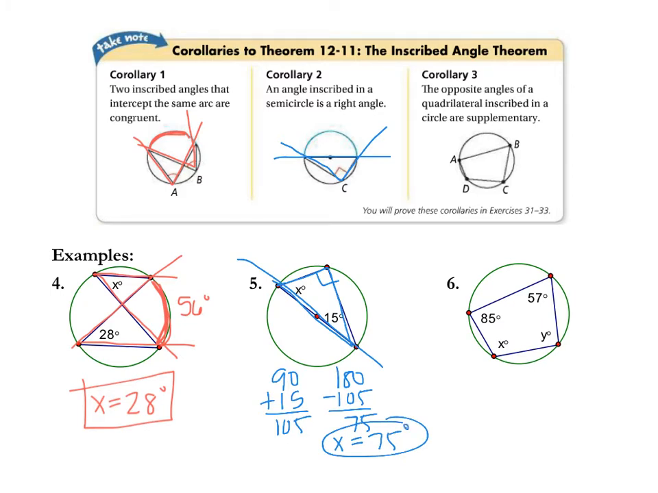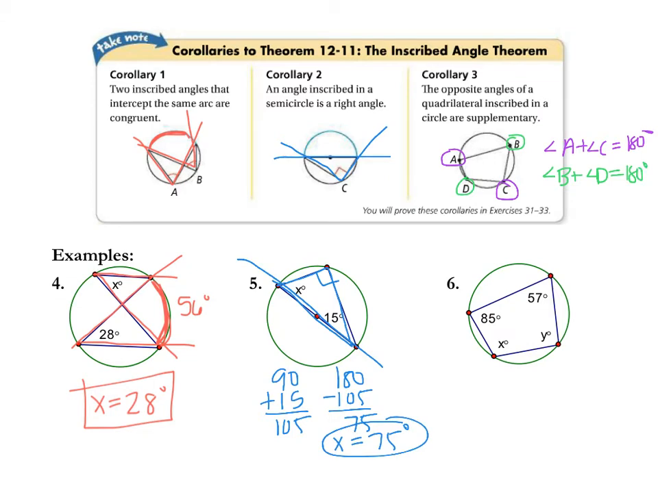And then the last corollary deals with when you have a quadrilateral inside of a circle. What it says is that the opposite angles, so when it says opposite angles, that's like A and C, those have to be supplementary. So angle A plus angle C would equal 180. And then B and D are also opposite, so angle B plus angle D is also going to be equal to 180.